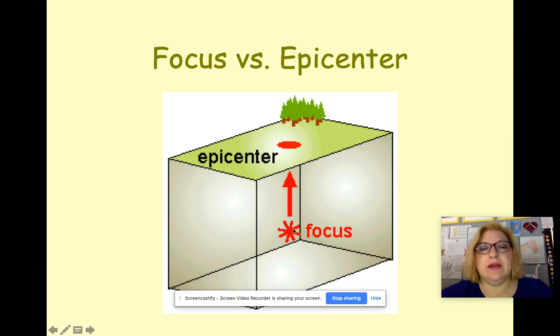So you would say the earthquake occurred at Huntington North High School, when in reality it might have occurred 300 kilometers down. So that's the difference between the focus and the epicenter.